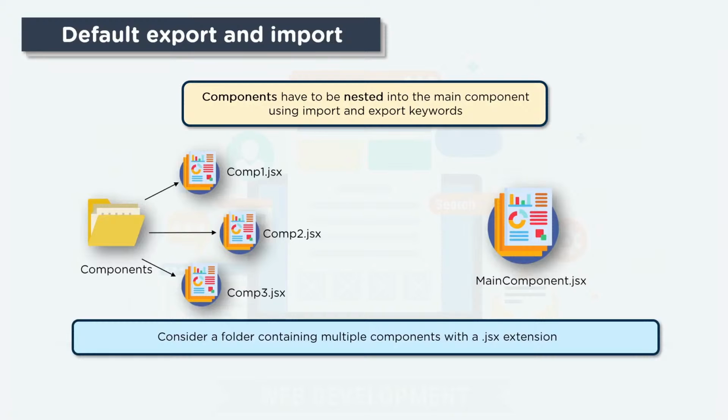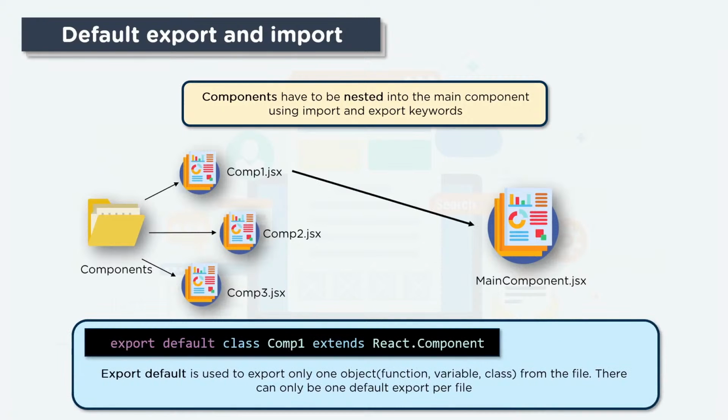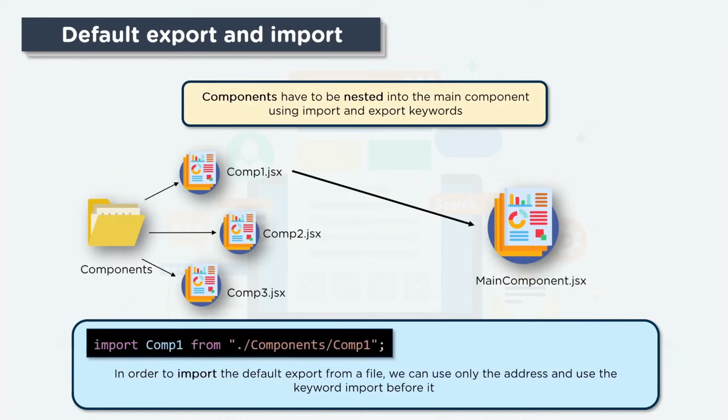So a default export is used to export just one object, be it a function, a class, a variable, from the file, and there can only be one default export per file. And when you're importing it, you can specify the address and use the word import before it. So let me show you how it works.